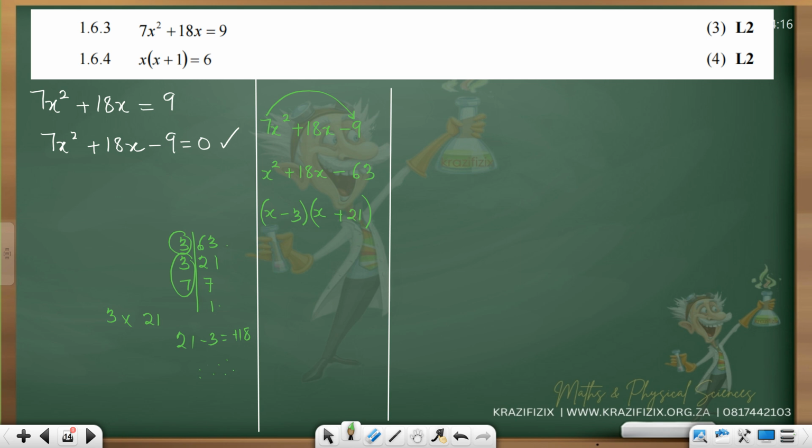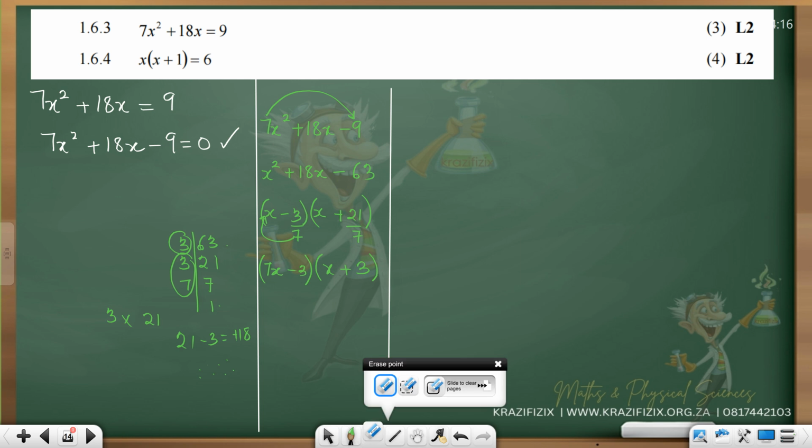If you remember the next step, we multiplied by 7. Now we divide by our a, which is dividing by 7. If you notice, this one would give us a whole number. That's what we want. But this one here is giving us a fraction. So what do we do? We move the 7 over there and I'll have 7x minus 3. And maths is done. Beautiful.